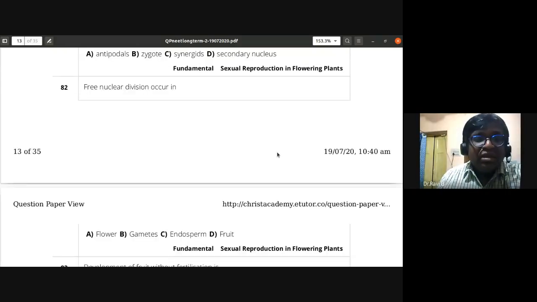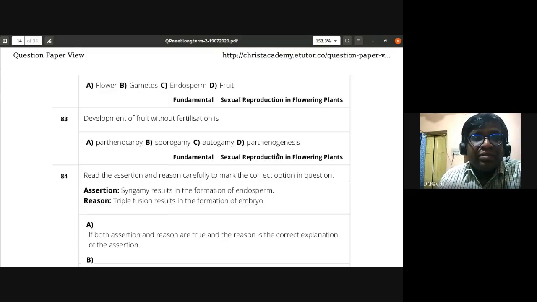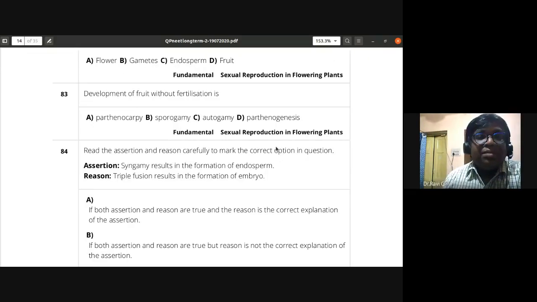Free nuclear division occurs in endosperm. So free nuclear division occurs in endosperm. So development of fruit without fertilization is parthenocarpy. A is the answer. 83rd, A is the answer.